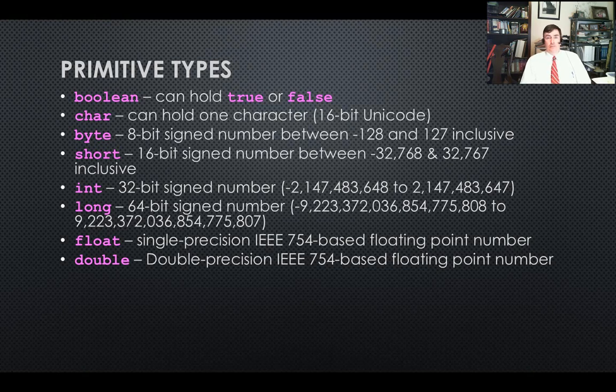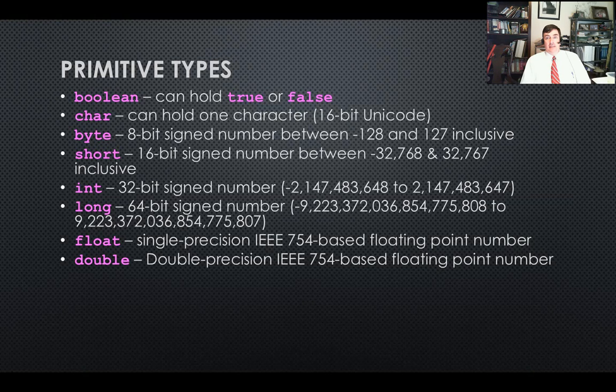Purple means it's a reserved word in Java, which means you cannot use these words to mean anything but what the Java language has declared they mean. So boolean, true, and false are all examples of reserved words, as are the access specifiers public, private, package, and protected. Char can hold one character. That's a 16-bit Unicode value.